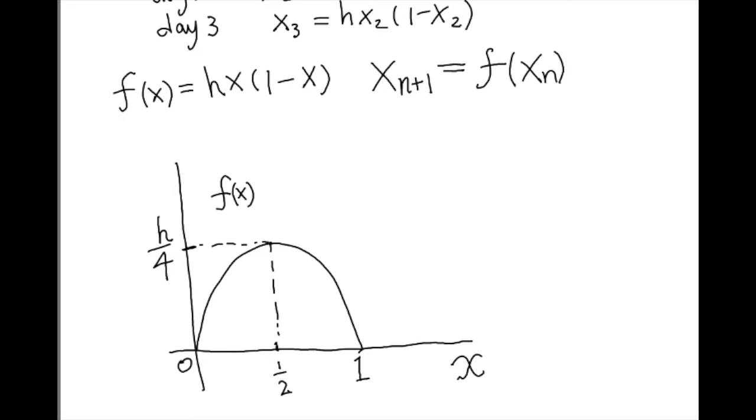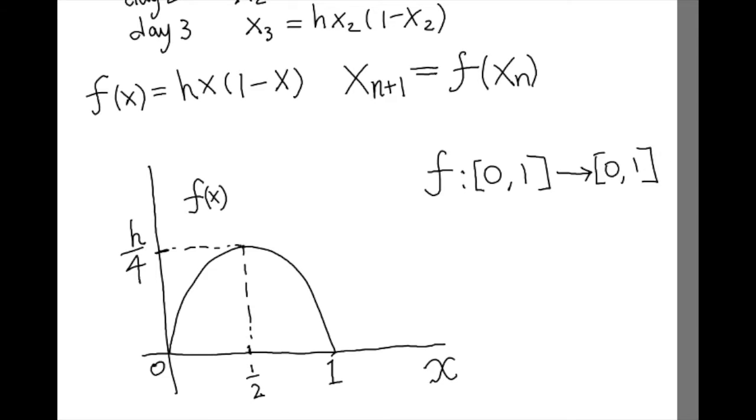What does f(x) look like? So f(x) is a parabola. It is 0 when x is equal to 0 and when x is equal to 1. And the maximum value is achieved when x is 1/2, in the middle. And this maximum value would be h over 4.